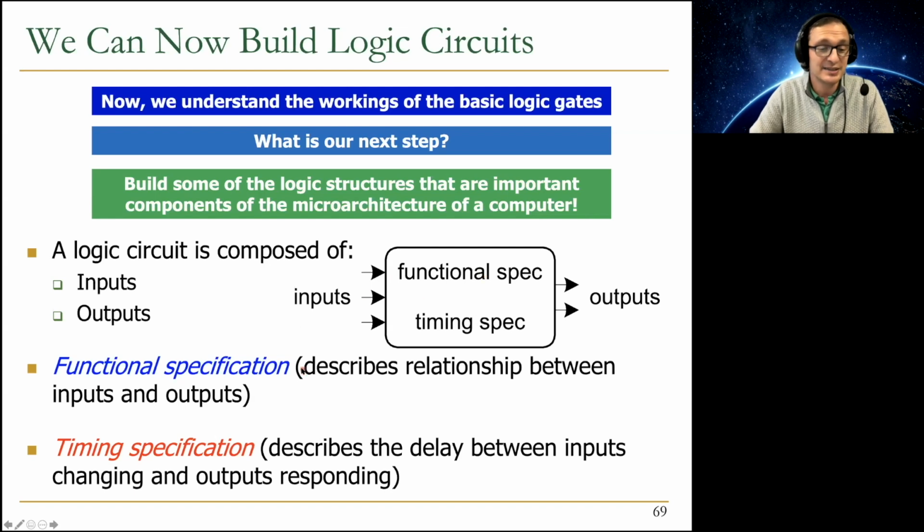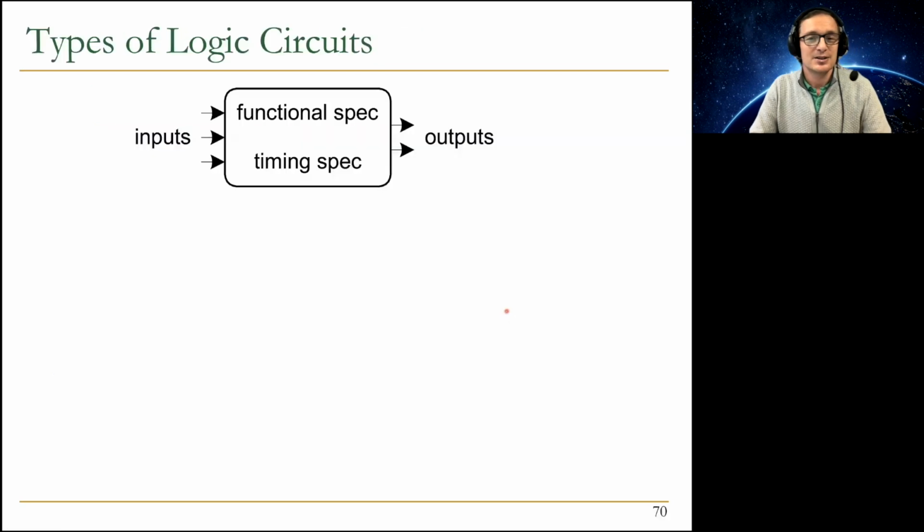Timing specification is completely different. After you implement the circuitry, what does your timing look like? Of course, you may have a timing specification that says, I want only 5 seconds of delay over here. Then you need to implement your circuitry such that you obey that timing specification, right? Okay, so let's take a look at the types of logic circuits next, because we're going to cover both.